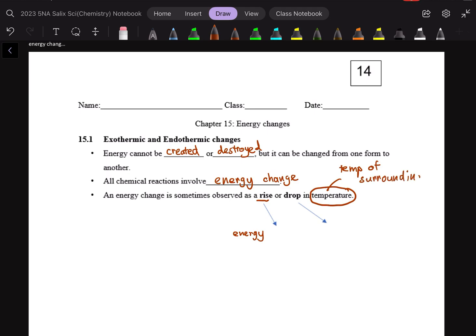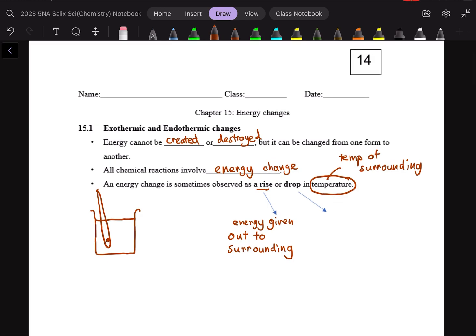Let's say you do the reaction in a beaker, then you will be recording using a thermometer, right? The temperature of the mixture, of the solution, that is the temperature of the surrounding. So usually if you experience a rise in temperature, energy is given out to the surrounding. So this kind we call exothermic changes.